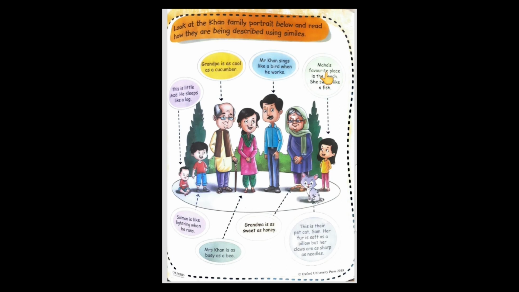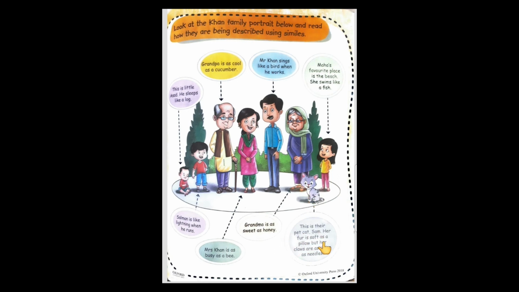Then next is Maha's favorite place is the beach. She swims like a fish because she loves to swim, and she swims like a fish. They are using the simile. Why? Because they want to say that she loves to go to beach and she swims like a fish very smoothly and she enjoys it a lot. All right, they are talking about Maha. And then last, this is their pet cat. ये इनकी पालतू बिल्ली है, Sam.